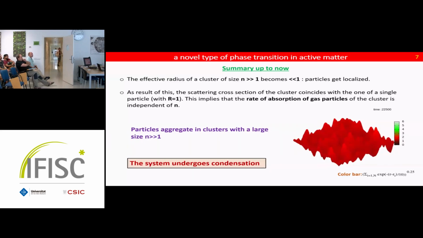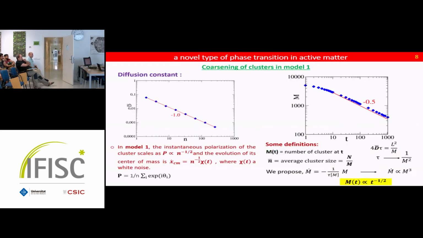This color bar is the exponential of the local density of the particles. Otherwise all the particles are coming into this cluster, and it will end up with only one cluster with all the particles. So this will be a huge color bar. That's why we are making this color bar an exponential function. So the system in presence of attraction, all particles will come and form a condensate.